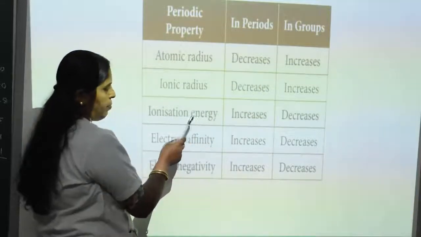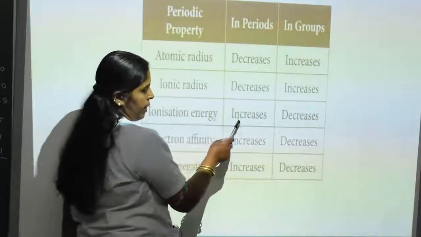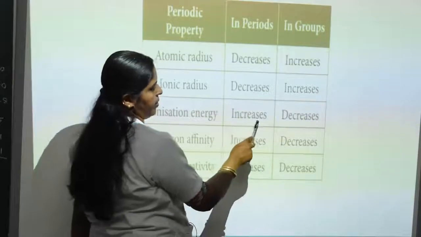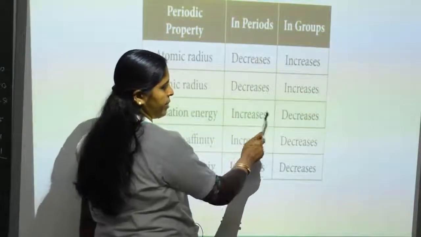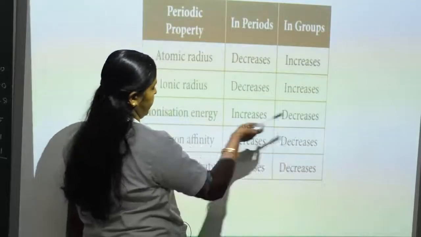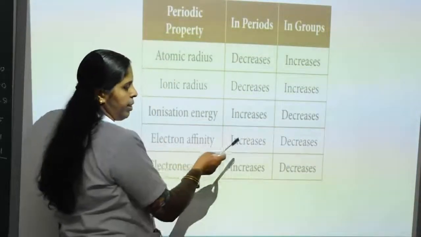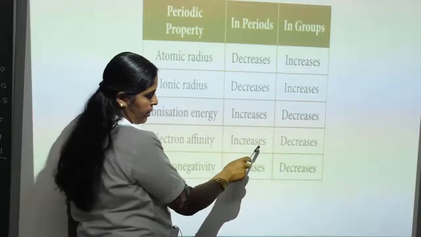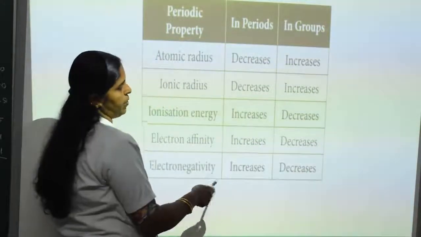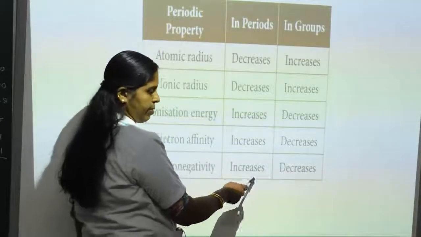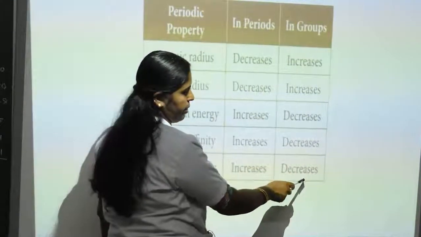Ionization energy increases in periods and decreases in groups. Electron affinity increases in periods and decreases in groups. Electronegativity also increases in periods and decreases in groups.